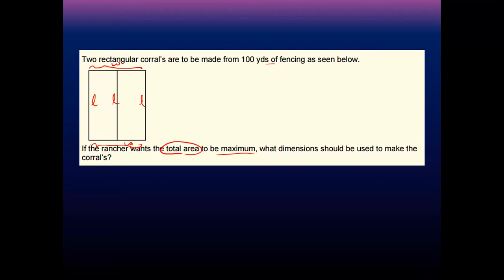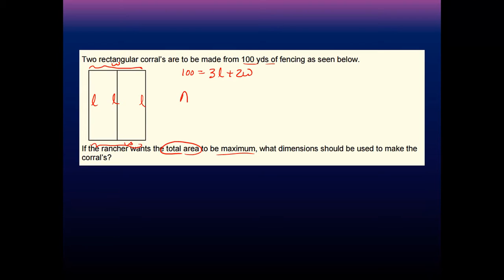So what do we know? All right, we know that this is how much fencing that we had. That means all of the fencing must add up to that. Well, what is that? So 100 is going to have to add up to 3 L's, okay, plus the 2 widths. So that's basically the whole length and the width, right? Okay. And then we want the total area to be maximized.